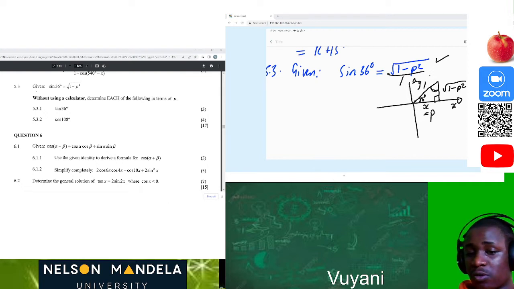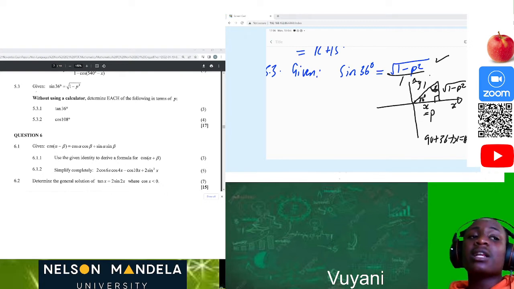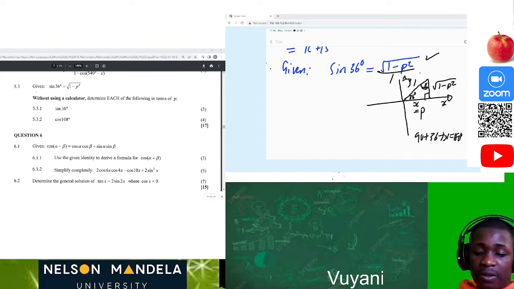According to Euclidean geometry, the sum of angles in a triangle adds up to 180 degrees. So 90 degrees plus 36 plus the missing angle, let's say x, is equal to 180 degrees. The reason is the sum of angles in a triangle. From there we can calculate x: it is 180 degrees minus 90 minus 36, and we get the angle inside here to be 54. So this is 54. Right, now let's answer what they ask us.